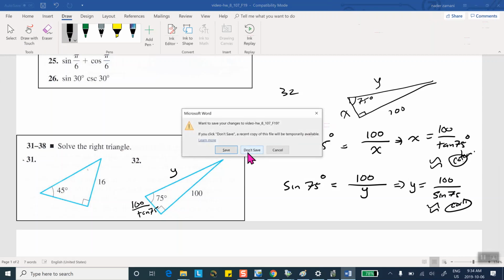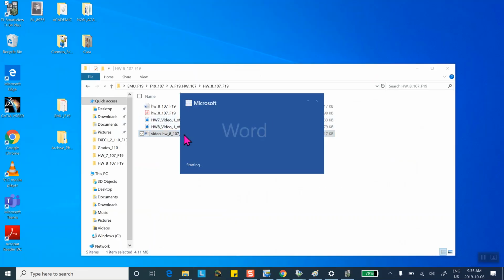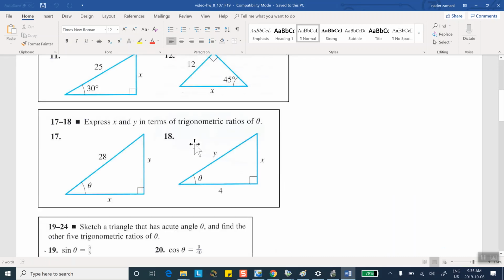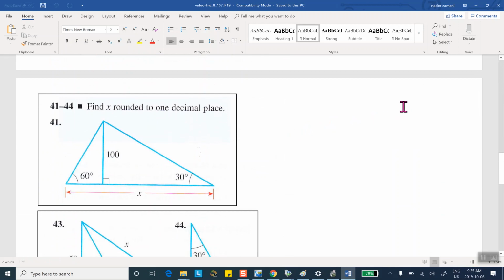I think I deleted that window, so let's check that. Open it up. These we have done. Okay, right here. Now it says find x rounded to one decimal place. Now obviously here you have to get an approximate value. So let's see now, we want to find the x. Okay. Now, there are two ways to do this problem.